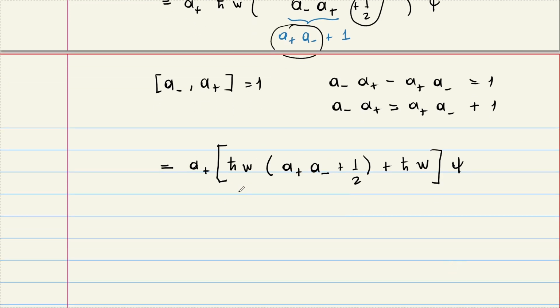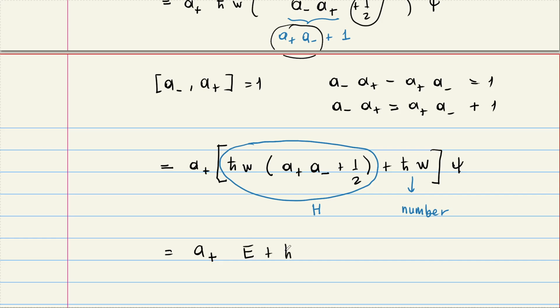But now this is exactly h. So this thing is exactly the h I started with. This thing is just a number. And h is hitting on psi. If I hit on psi with h, what do I get? Energy, which is a number. Then let's also write that. So this is A plus, E plus h bar omega, psi.